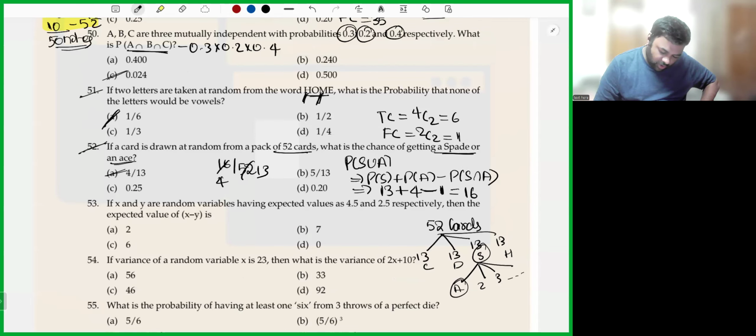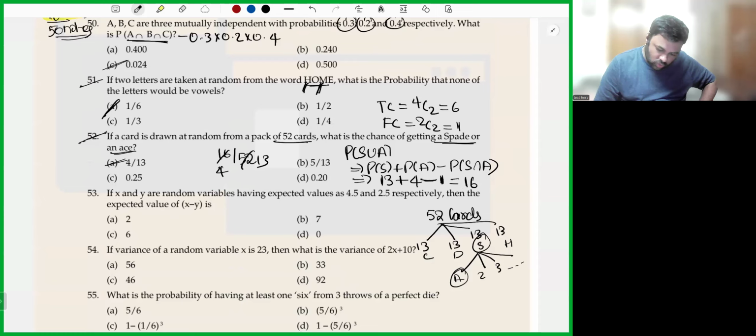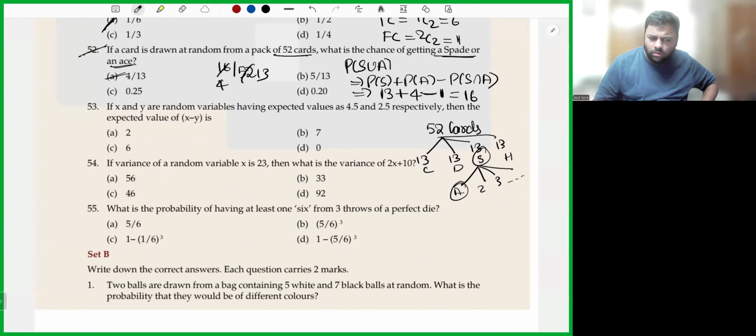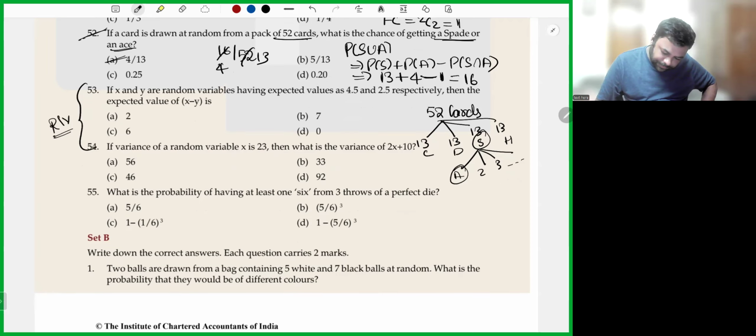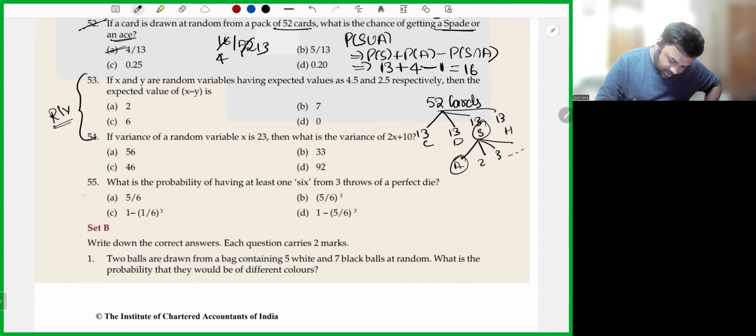So I hope, my dear friends, 48, 49, 50, 51, 52 questions are clear. They are based on probability calculations. Now 53, 54, they are based on random variables. When we do random variables, then we can do that. Now 55. The probability of having at least 1 6.